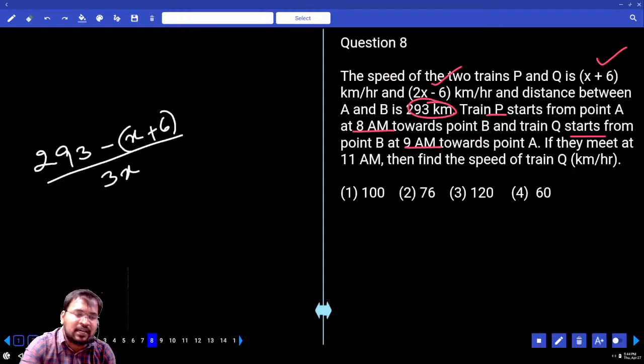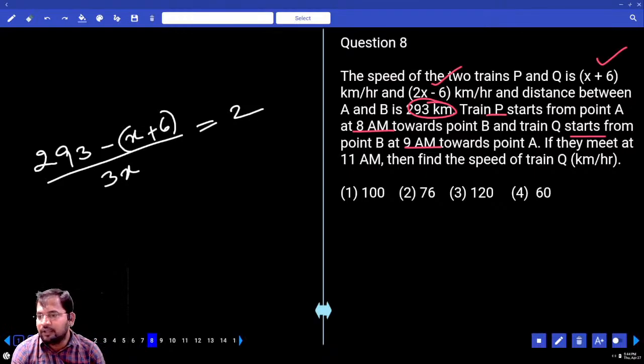Time, how many hours? 2 hours. This relative speed started at 9 o'clock. They meet at 11 o'clock. 9 o'clock to 11 o'clock, 2 hours only. So now we need to find out the x value. Once we know the x value, then we have to find out Q. They're asking 2x minus 6.